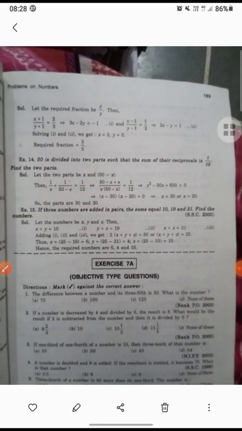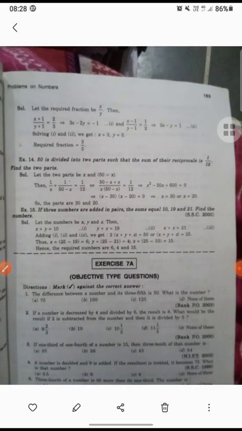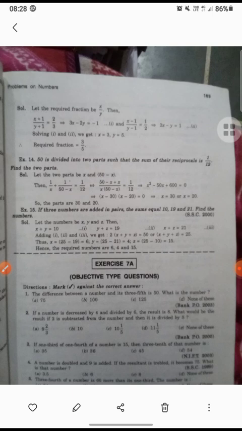A fraction becomes 2/3 when 1 is added to both its numerator and denominator, and it becomes 1/2 when 1 is subtracted from both numerator and denominator. Let the required fraction be x by y. When 1 is added to both, (x plus 1) upon (y plus 1) equals 2/3, and if 1 is subtracted, it will be 1/2. So 3x minus 2y equals minus 1, and 2x minus y equals 1. After solving, the answer will be 3/5.